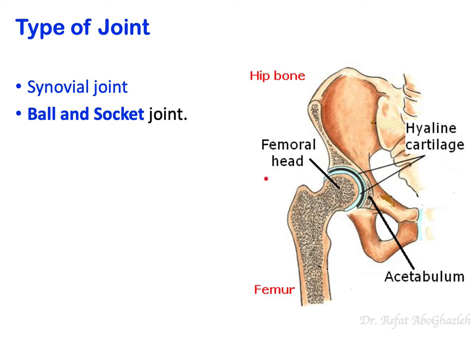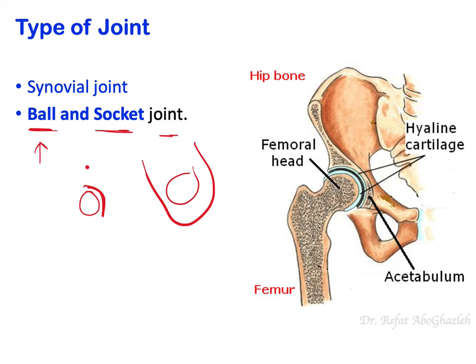And as I mentioned, this is a synovial joint. Exactly, it's a ball and socket joint. It's like a ball in the socket, right? Also, you may remember the shoulder joint, in which the head of the humerus and the glenoid cavity are also considered a ball and socket joint.